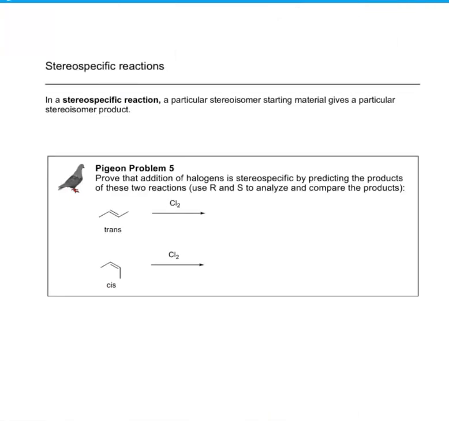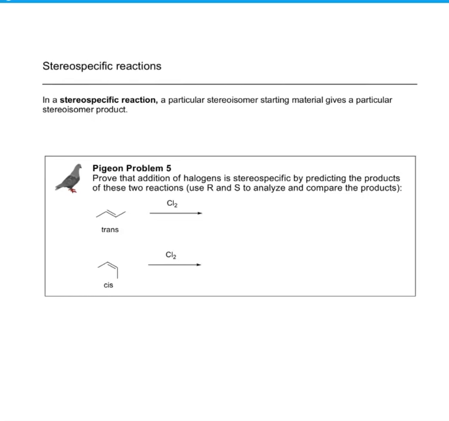The addition of halogens or halogens and water, these are examples of what are called stereospecific reactions. In a stereospecific reaction, the stereoisomer of the product that you get is dictated by the stereoisomer of the starting material that you began with. So a particular stereoisomer starting material gives a particular stereoisomer product. So for example, let's look at this problem, and I'm just going to show you the approach to it, and then you can work out the details on your own.